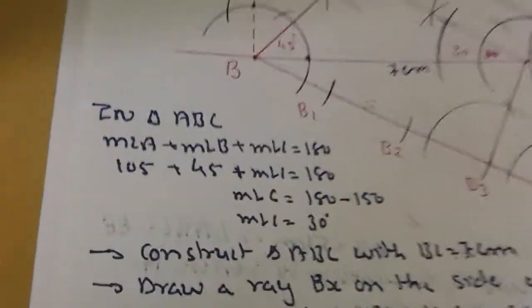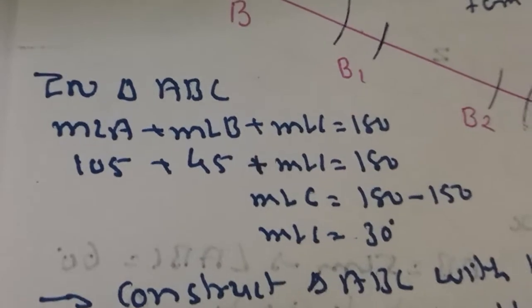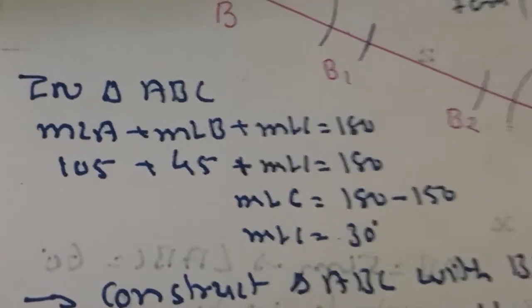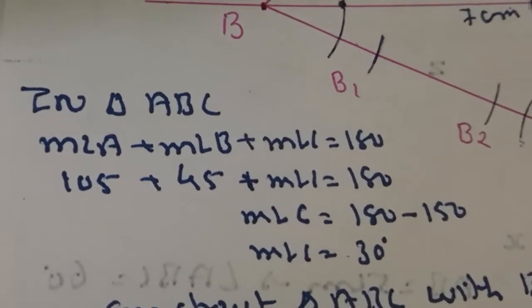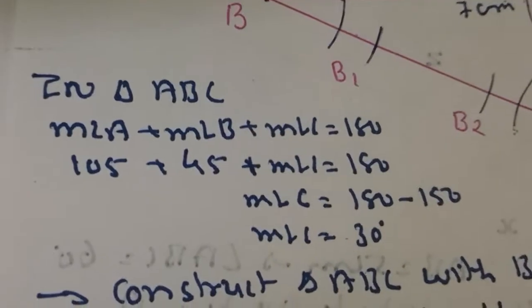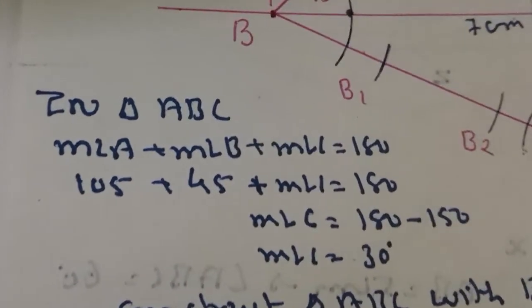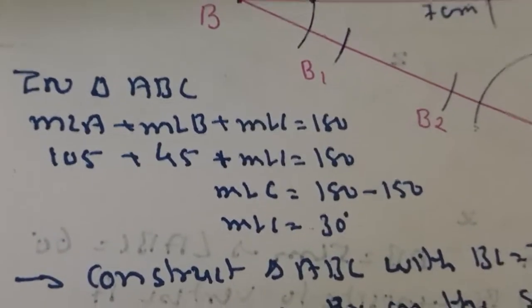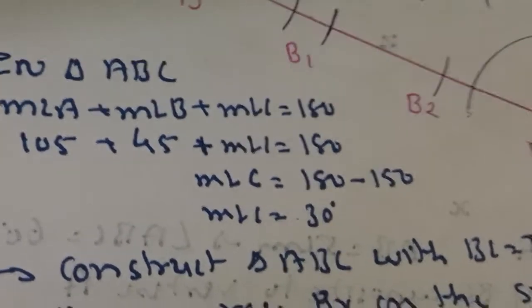Now here in triangle ABC, measure angle A plus measure angle B plus measure angle C is equal to 180. Now A lies on the upper side, so we cannot draw measure angle A. So we have to find out measure angle C. So 105 plus 45 plus measure angle C is equal to 180. Measure angle C is equal to 180 minus 150. So measure angle C is equal to 30. Now let us start our construction.